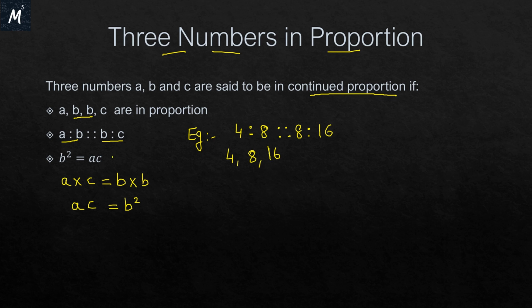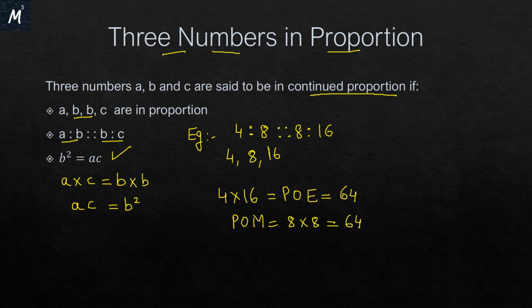Let us apply this relation between them. So 4 into 16. This is my product of extremes, which is 64. And POM, product of means, is equal to 8 into 8. This is also coming as 64. So both the products are equal. So we can say these three numbers are in continued proportion.